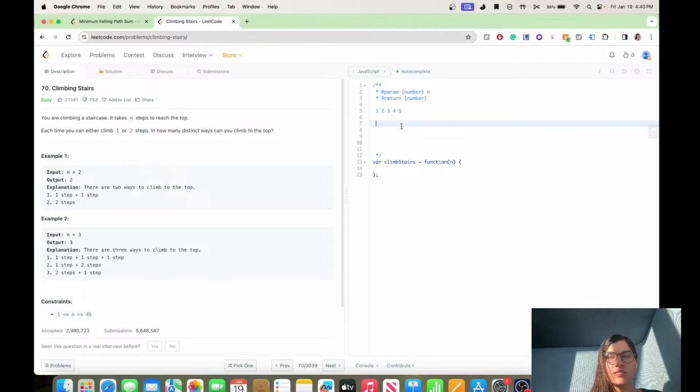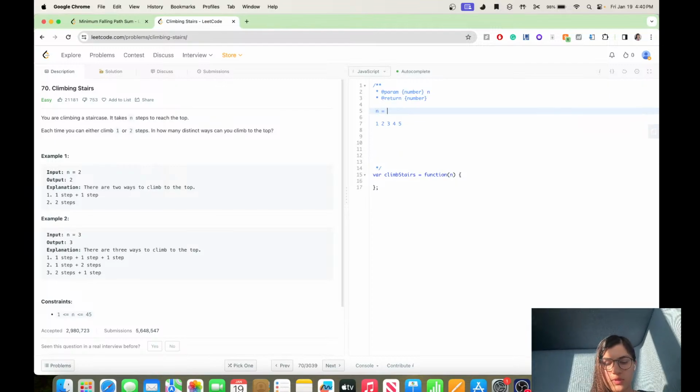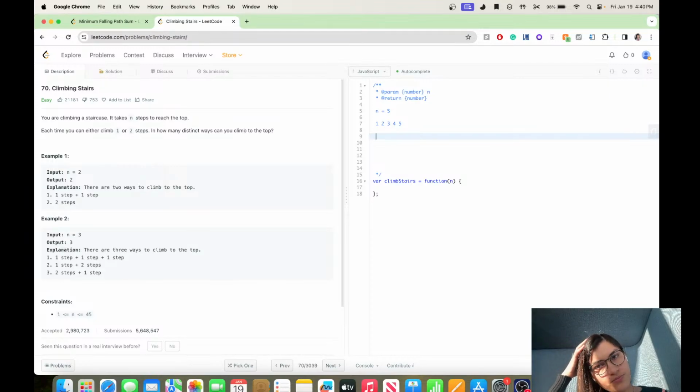So in how many distinct ways can I climb? Good question. If n is equal to 2, and then if n is equal to 3, then what is the answer? So here the example I'm giving is n is equal to 5, then what is the answer? Good question. Let me think about the answer then. n is equal to 5. How will I solve this?